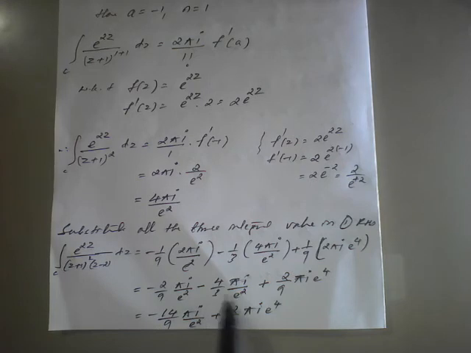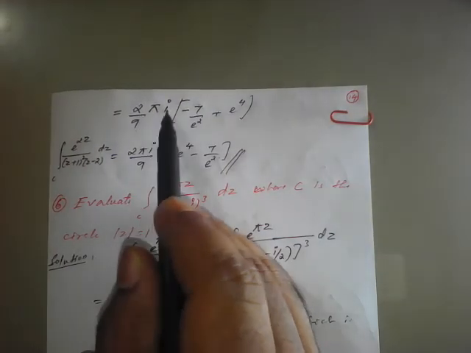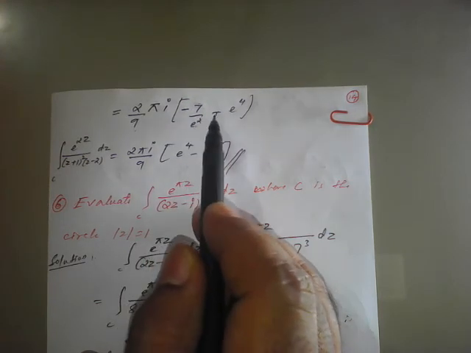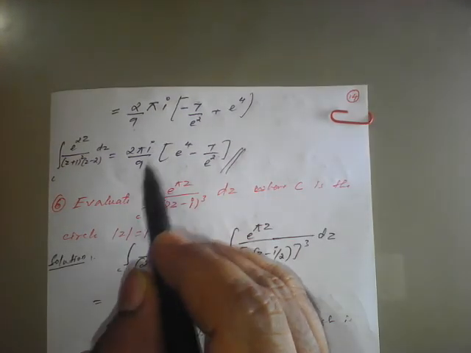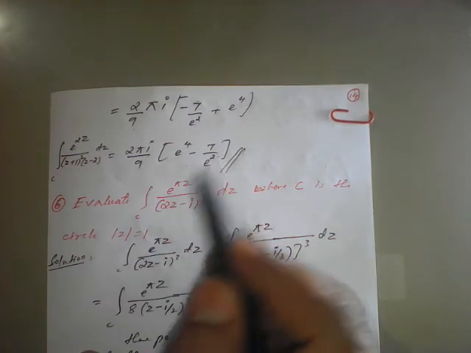Here e raised to 4 is as it is, and the other terms are divided by e raised to 2, so these are like terms. If you simplify, pi i upon e raised to 2 is common to both these two. So minus 2 upon 9 and minus 4 upon 3 will become minus 14 upon 9, and plus 2 upon 9 pi i e raised to 4 as it is. So take 2 upon 9 pi i common, we will get minus 7 upon e raised to 2 plus e raised to 4, or pi i upon 9, arranging e raised to 4 first, minus 7 upon e raised to 2. So this is the final solution here.